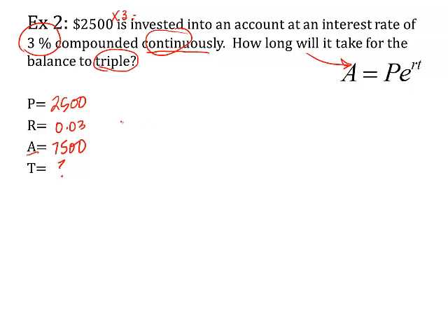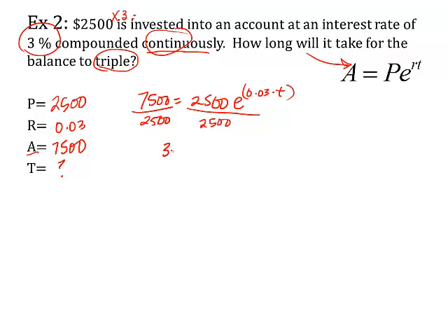Time is the unknown. So it's going to look much like what we just did. So let's put our values in. 7,500 equals 2,500 times e to the 0.03 times time. Okay, the first thing I need to do is isolate the e, so I'm going to divide by 2,500. I get 3 equals e to the 0.03t. Now we need to get it out of exponent form into a logarithm form to get that t out.